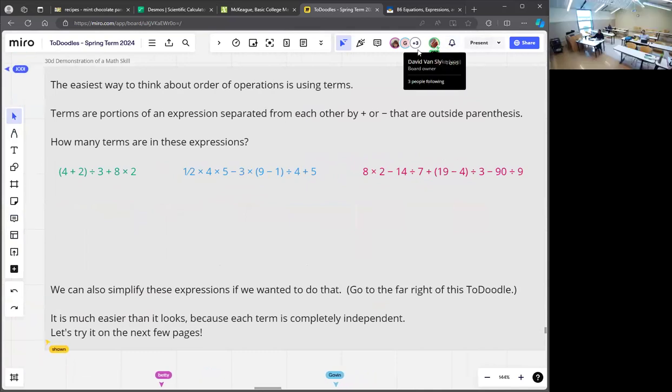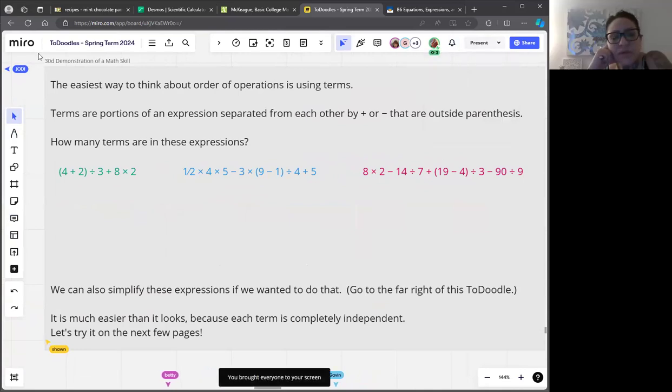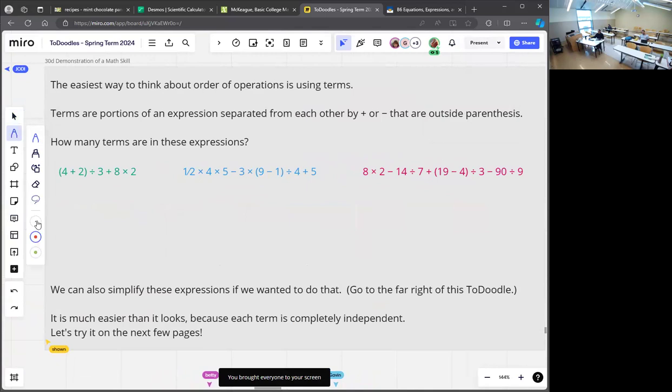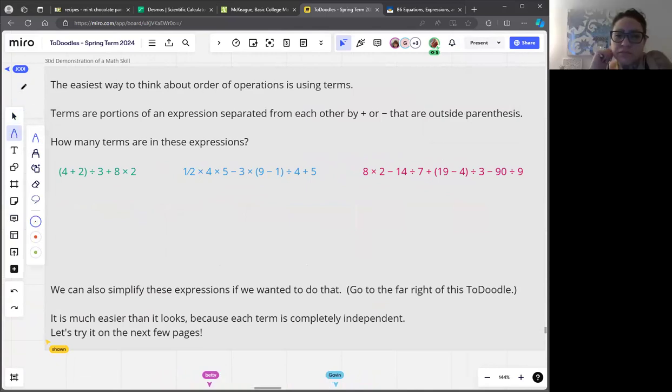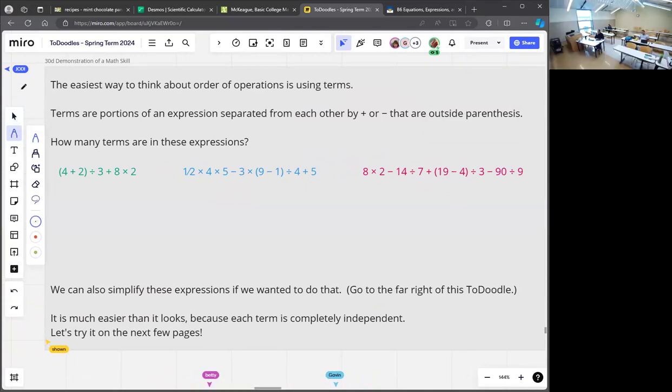Okay. Now I'm just demonstrating, I'll bring everyone to me, but you don't have to do anything yet, your turn will come in a moment. So we're gonna think about something called terms. A term is part of an expression.